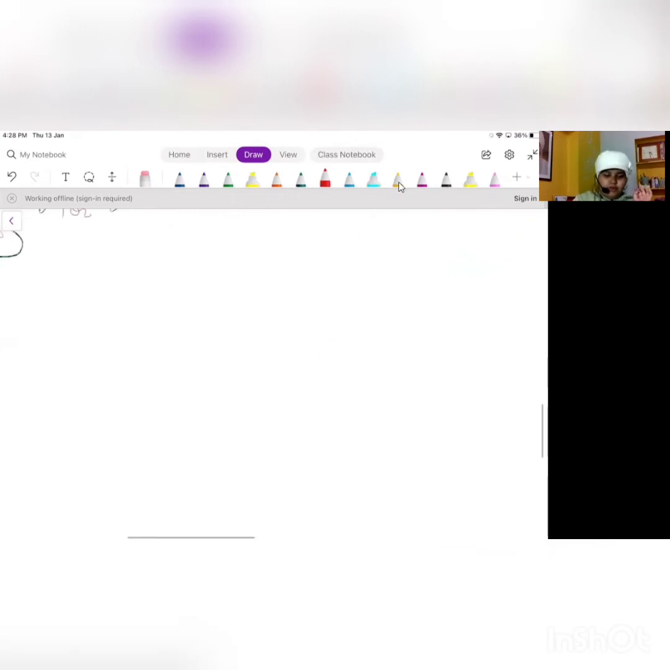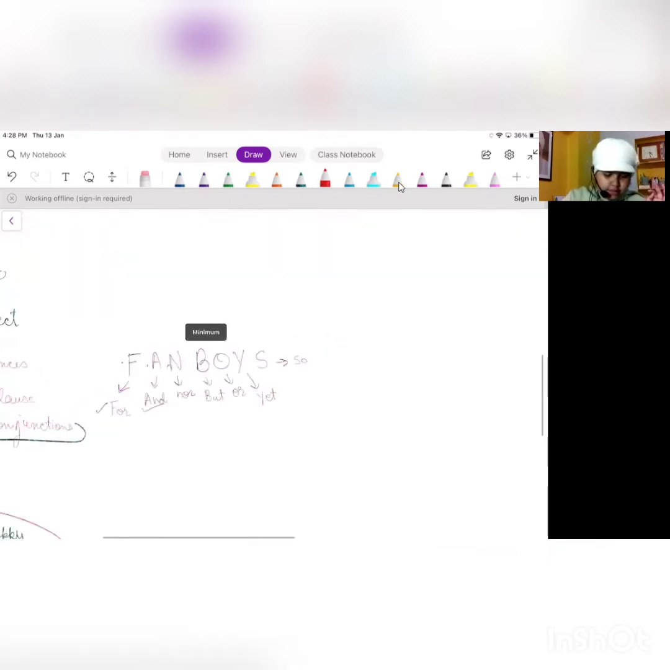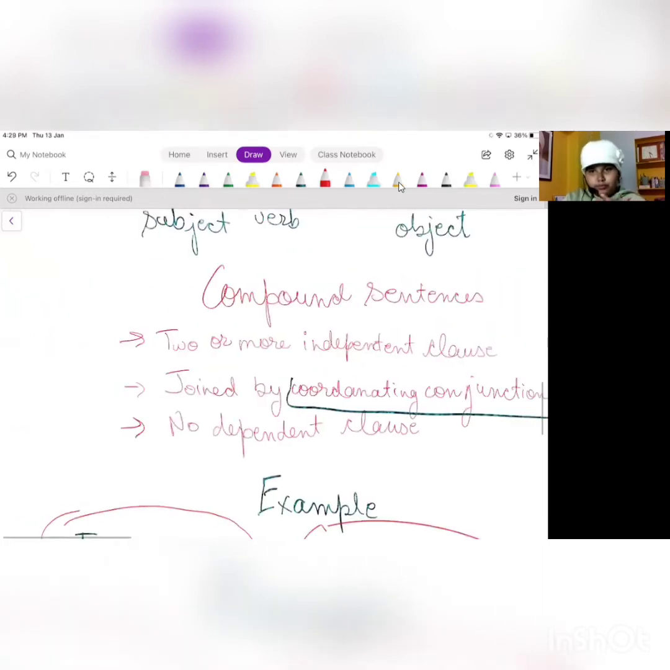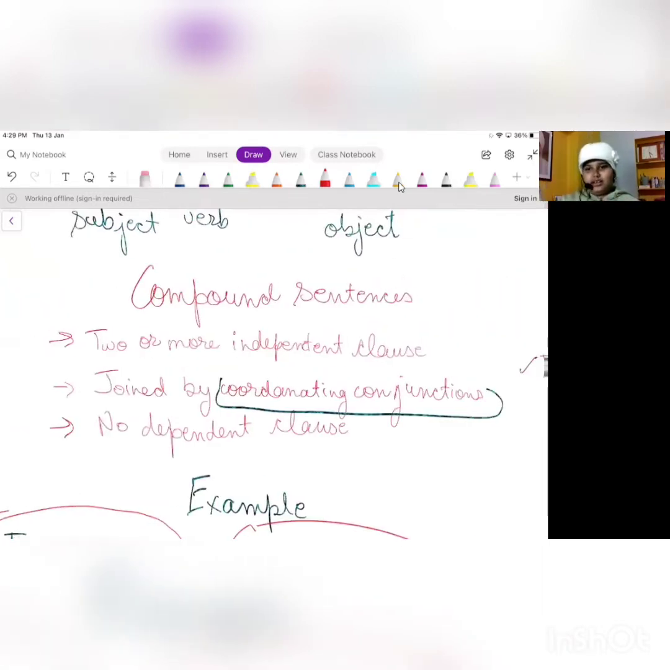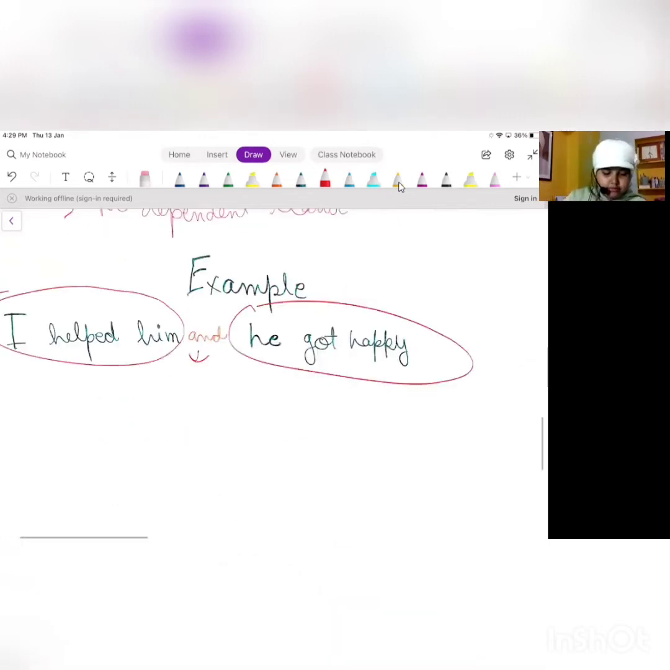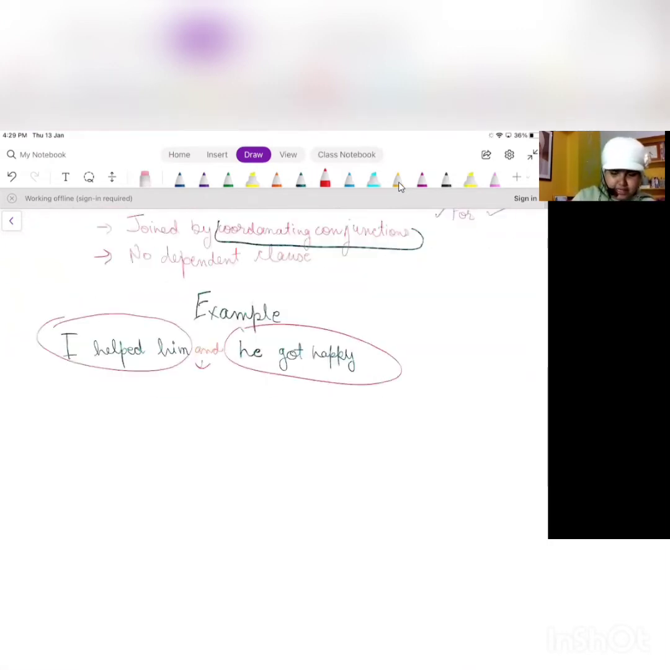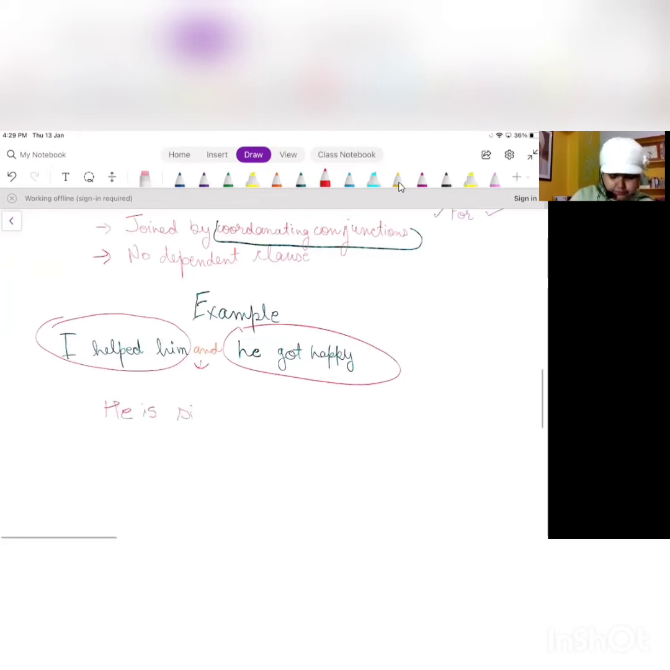Now if you want, you can also take a screenshot of it, or whenever you want, pause this video and note it down if it is important. Now the second example is he is sick. उसे बुखार आ रहा है. Independent clause. It is not dependent on anything. It is an independent clause. Then he is working.